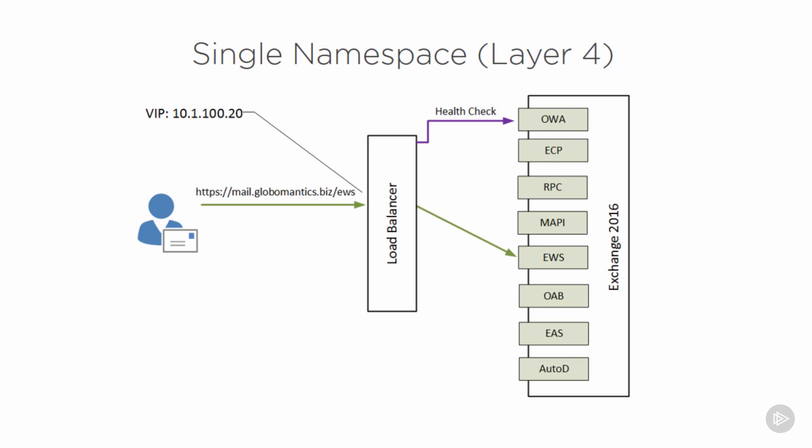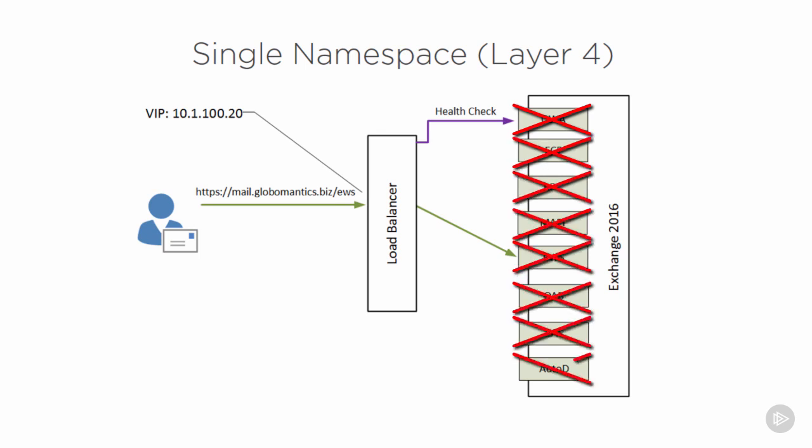For health checks in a single namespace layer 4 design, the load balancer can only check one virtual directory. The virtual directory that is selected for health checks by the administrator in most cases is the OWA virtual directory, since it's the one used when clients are connecting to Outlook on the web. Now, one of the issues with this model is that if the health check of the OWA virtual directory fails, for example, if that protocol becomes unhealthy for some reason, the entire server will be considered offline by the load balancer, even if all of the other protocols are okay.